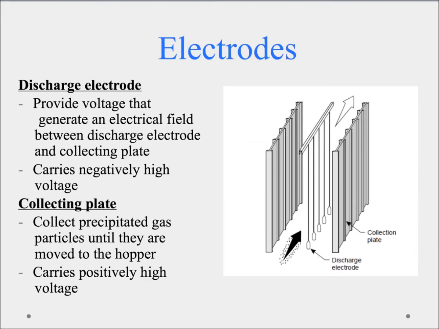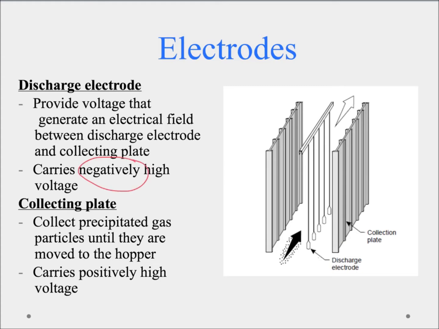The final one will be the electrodes. Electrodes are the most important components in an electrostatic precipitator, as they help the electrostatic precipitator to carry out the filter function. There are two types of electrodes in this device. The first one will be the discharge electrode. The discharge electrode provides voltage that generates an electrical field between the discharge electrode and the collecting plate. It also carries the negatively high voltage.